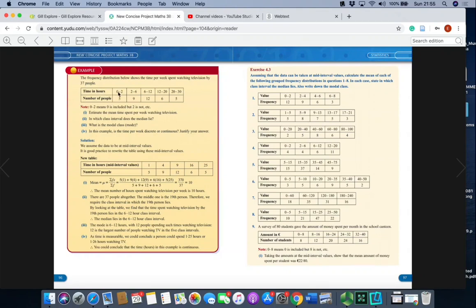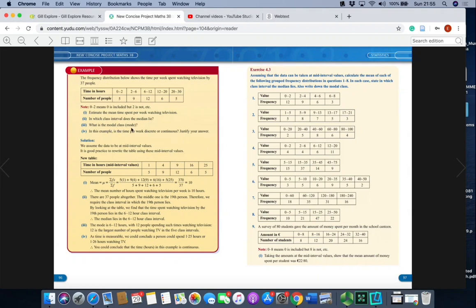So how do I read this? Well, it tells me here 0 to 2 means 0 is included, but 2 is not. So anybody who spent 0 or 1 hours watching telly is in this category. Anybody who spent 2, 3, 4 or 5 hours watching telly is in this category. 6, 7, 8, 9, 10, 11 is here, and so on and so forth. So these are intervals. Estimate the mean time spent per week watching telly. In which class interval does the median lie?